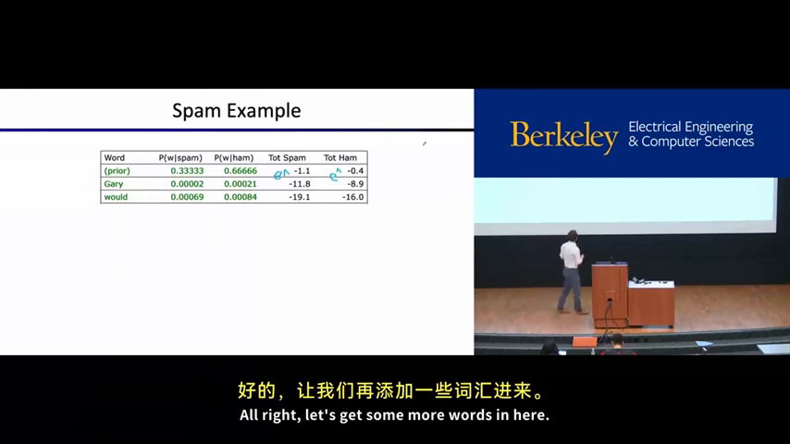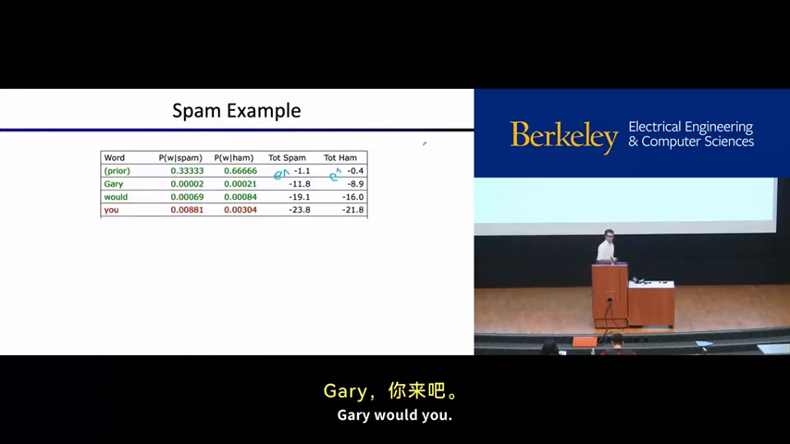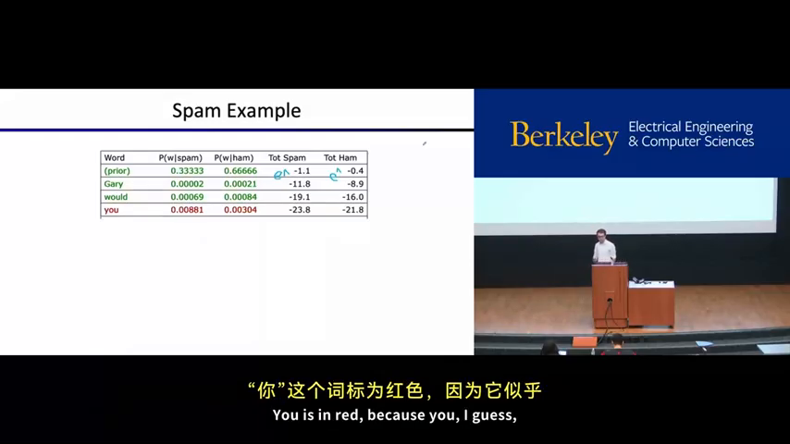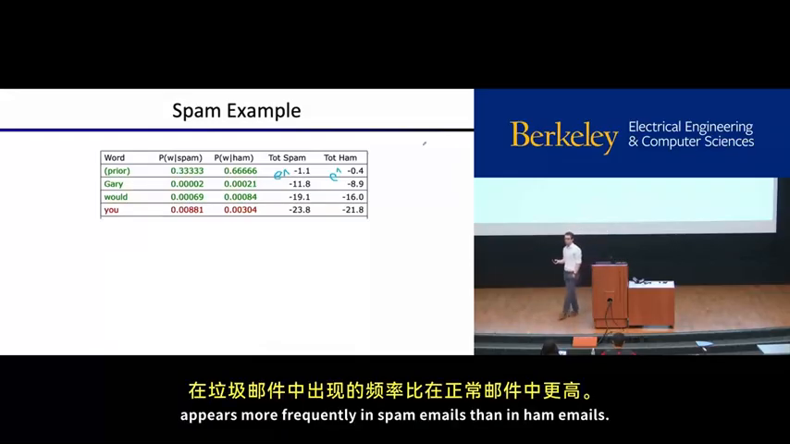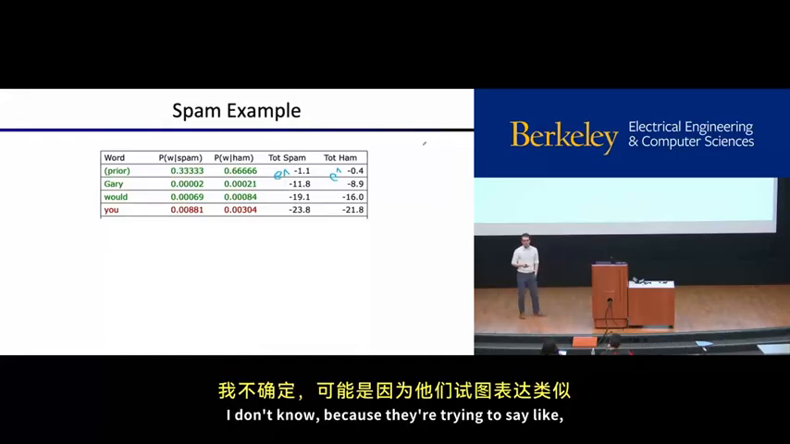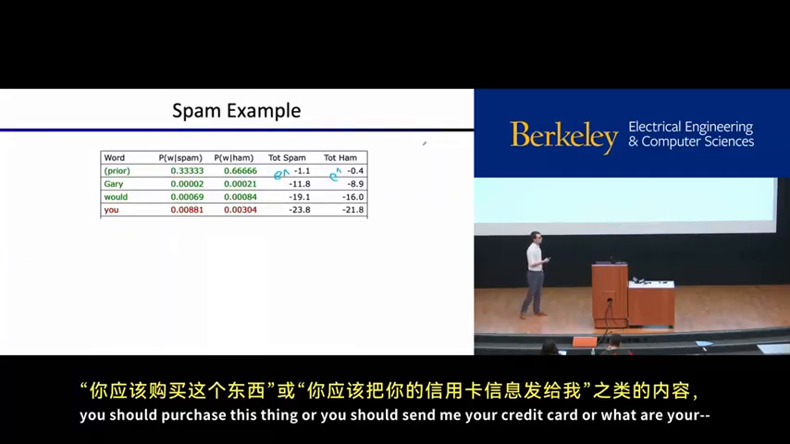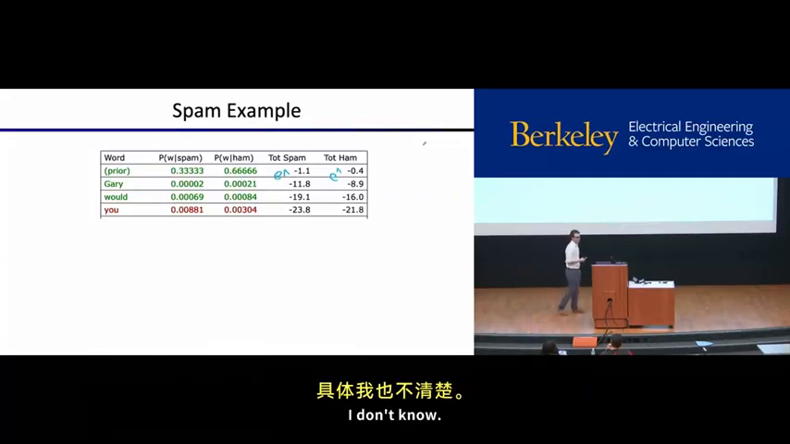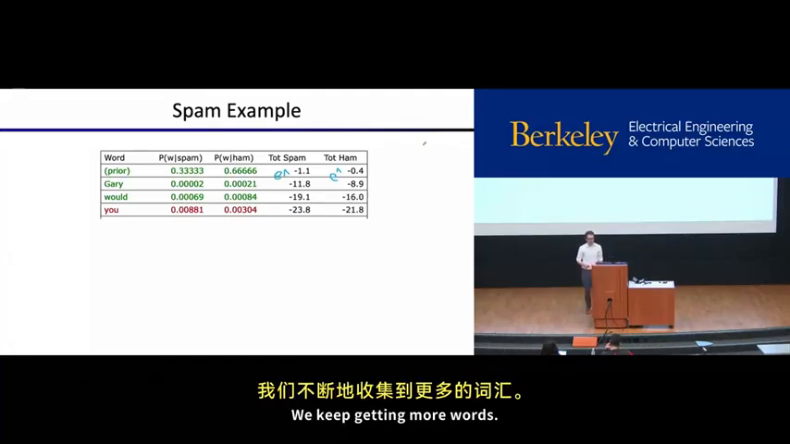All right, let's get some more words in here. Gary would you. You is in red because you, I guess, appears more frequently in spam emails than in ham emails. I don't know, because they're trying to say, like, you should purchase this thing, or you should send me your credit card. What do you want from me? Is that a spam email? All right, we keep getting more words.